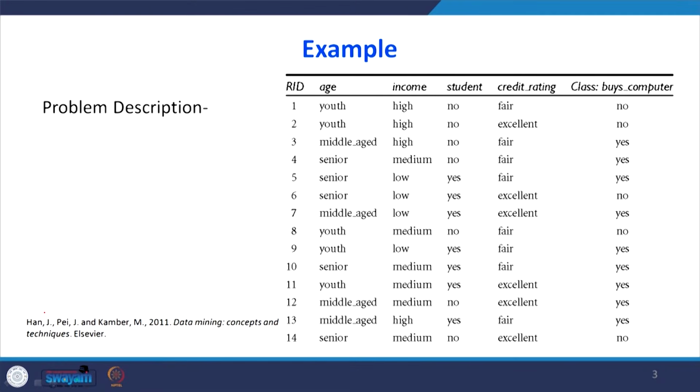This was the sample data. This is an example. Age, income, student, and credit rating are the attributes, the independent variables. The dependent variable is buys_computer. This example is taken from Han, Pei and Kamber. The title of the book is Data Mining: Concepts and Techniques.